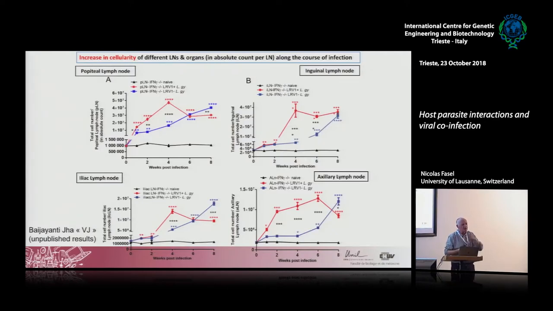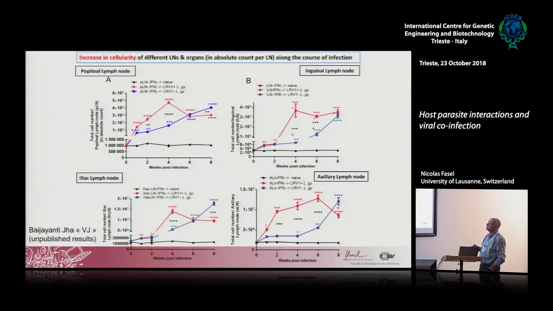This is just an example, I just put some of that, but she did all the lymph nodes, everything. I don't want to overload you with all these graphs, just to give you the example. Here you have weeks post-infection, here you have the number of cells, and you have infection with V plus in red, V minus in blue.